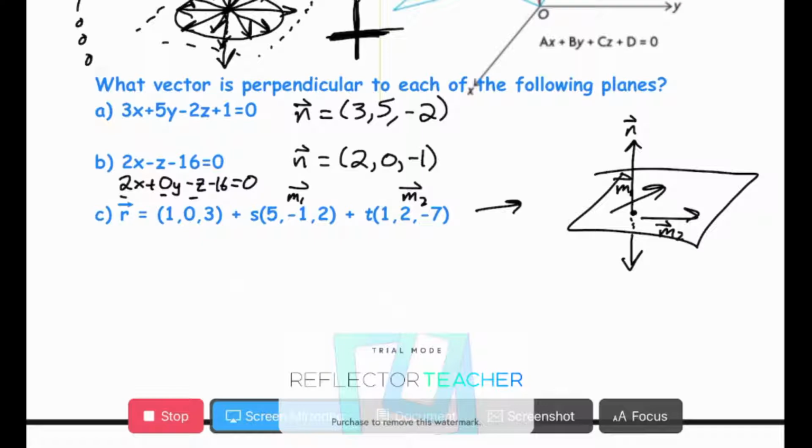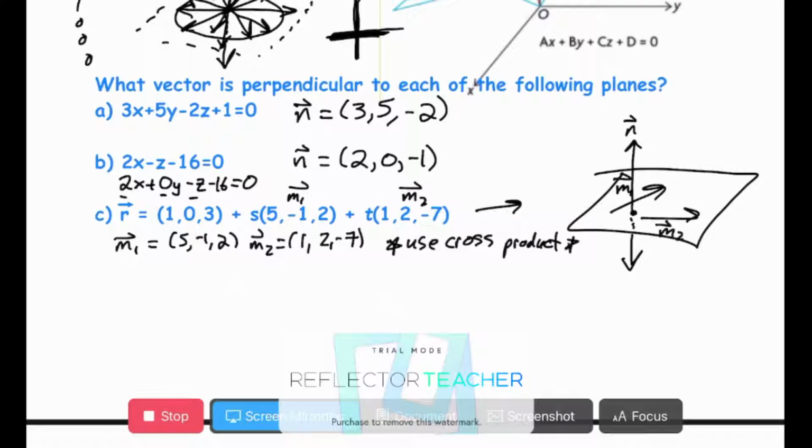So let's define our direction vectors, or our basis vectors. M1 was 5, -1, and 2. M2 was 1, 2, and -7. Let's find the cross product of those vectors. Remember, the cross product of two vectors is a vector that is perpendicular to both of them, which is exactly what we want here. So we're going to use the cross product.